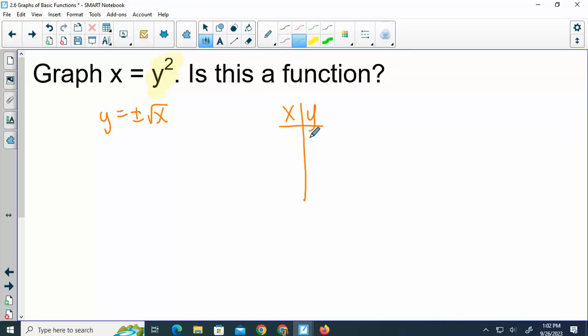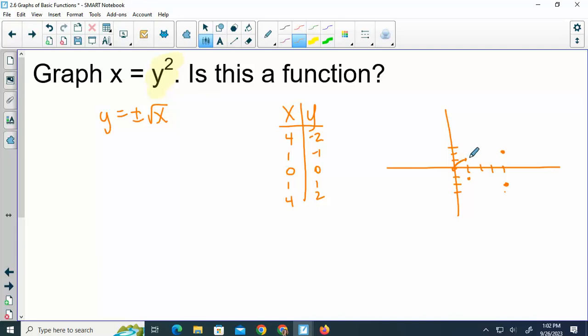So if I put in the original, maybe I'm going to put in, okay, negative 2 squared is 4, negative 1 squared, 0 squared, 1 squared, 2 squared. So we have 4, negative 2, 1, negative 1, 0, 0, 1, 1, and 4, 2.